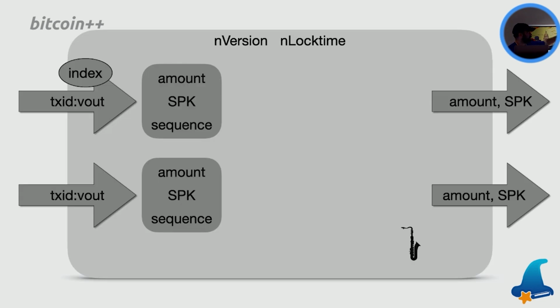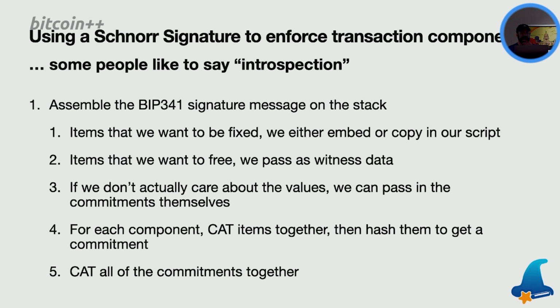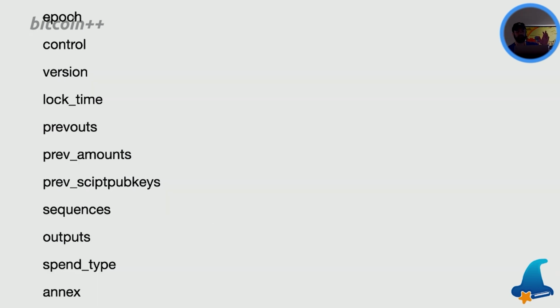So again, here's a subset of all these elements. You take them, commit to the ones that you want to commit to, and then the rest of them you pass as witness data. And there's some tricks here where if we don't actually care about specific values, like maybe you don't actually need to introspect any of the inputs, you just need them to be there for the message to be valid, you can actually just pass the commitments and save on some cats and some hashing. And then you take each of these components, you cat them all together, and then you hash them to get a commitment. You cat all of the commitments together, and now you have a BIP 341 common signature message.